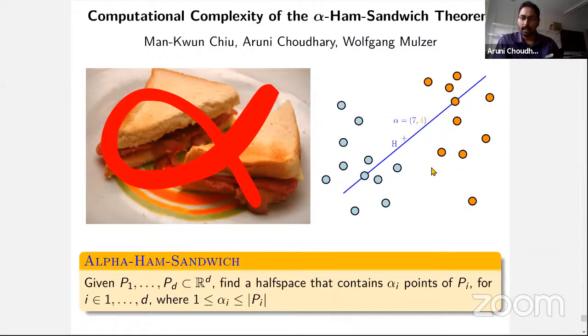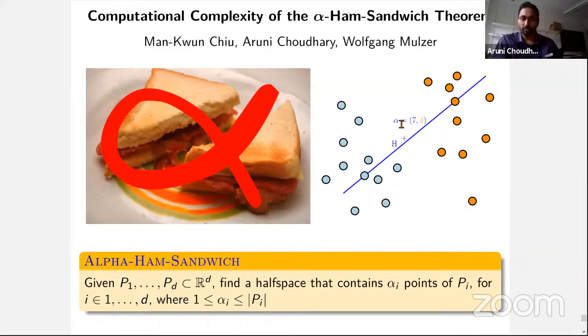So for example, here we have 2 point sets in the plane. And if I want 7 blue points and 4 orange points, this is the line. This is an oriented line, and this half space contains exactly that many points. So the computational version would be to find such a hyperplane. And this does not always exist. There are certain conditions that the points must satisfy for this hyperplane to exist. And the problem here is to find this hyperplane. So there are algorithms to do that, but they take exponential time in the dimension.